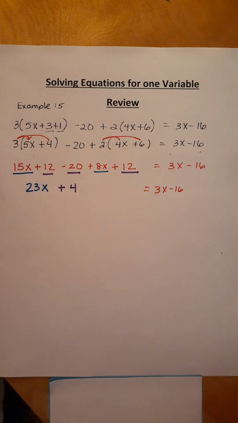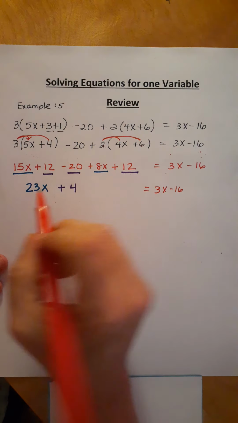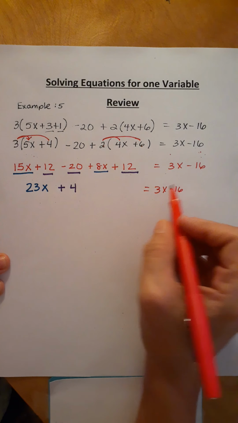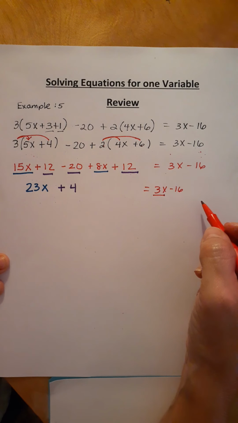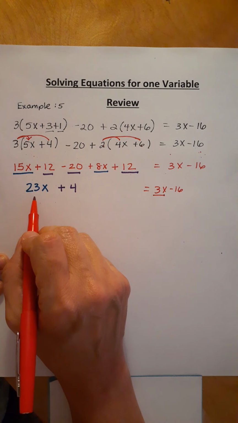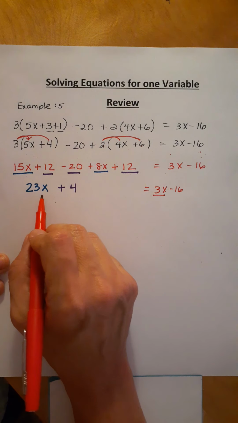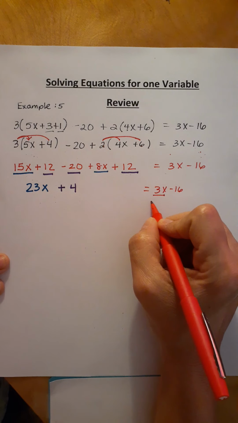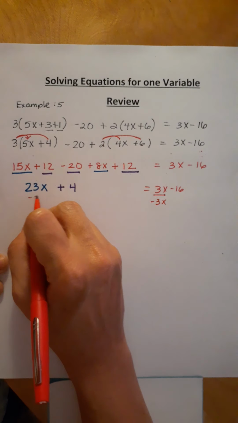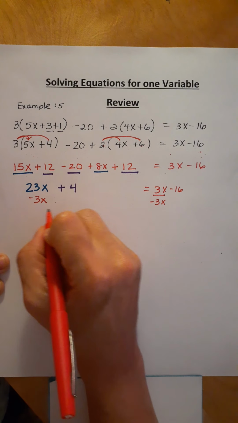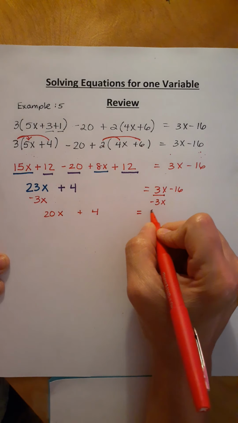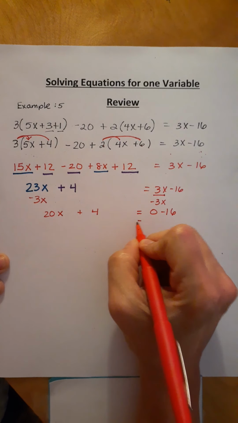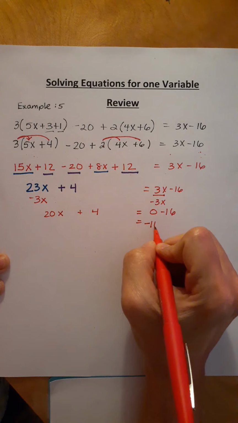Now we're going to have to move things over, and this is where we get into two-step. Look at your x. 23x, 3x. This has a smaller coefficient. This is the one I choose to move over here. And it has the added benefit that it's going to the left side, which usually we're used to seeing the variable on the left side. Positive 3x minus 3x, minus 3x. And I get 20x plus 4 equals 0 minus 16. 0 minus 16 is just negative 16.